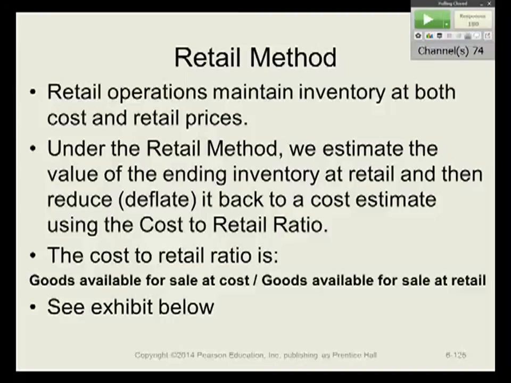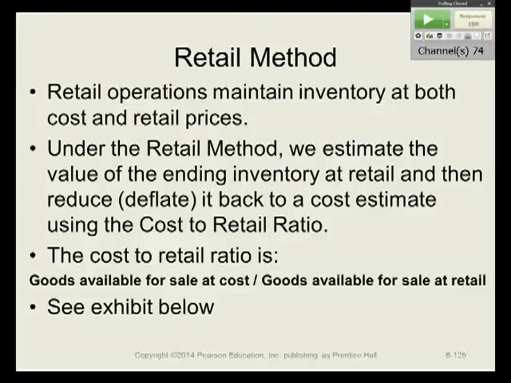What you're going to wind up with is a situation where instead of taking an historical gross profit percentage, you could actually get what is known as a cost to retail ratio. The cost to retail ratio is the ratio of goods available for sale at cost, so that's your historical cost, divided by the goods available for sale at selling prices or retail. So that is a little bit better, and you should know that companies like Walmart, JCPenney, Sears use retail methods for their financial statements. So you could use this approach in external reporting.